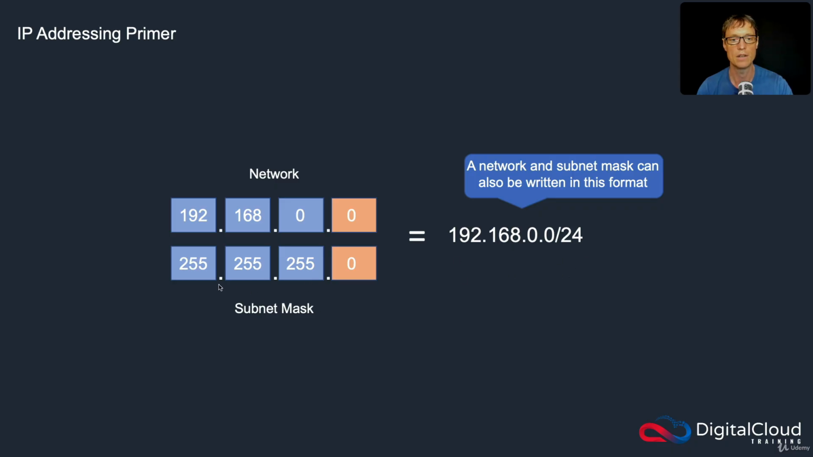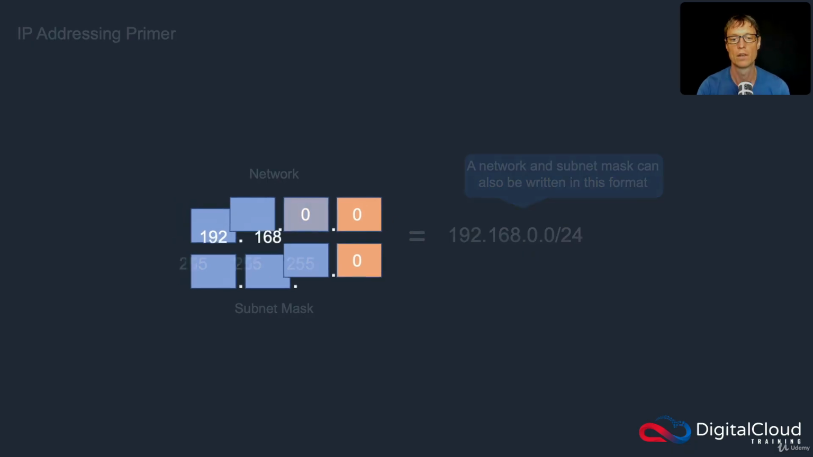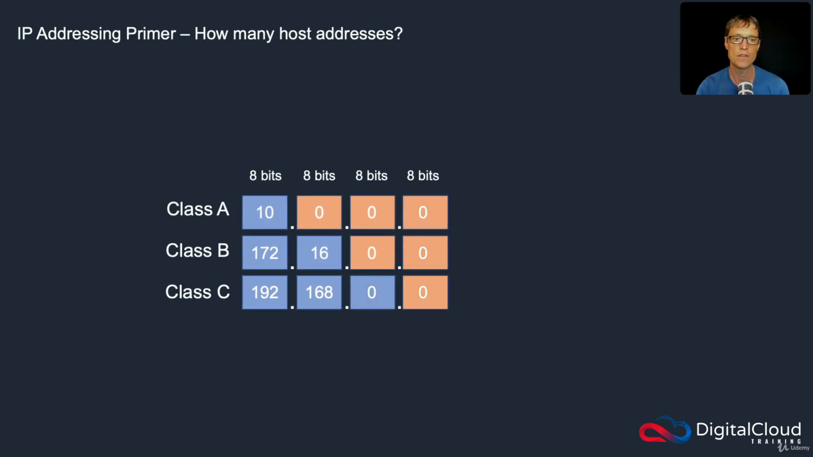So we know that the net mask is 24, and that helps us to understand that with this network, the 192, the 168, and the 0 are going to be the network portion, and then that last portion is assigned for the hosts. So we have different types of class of IP address as well.